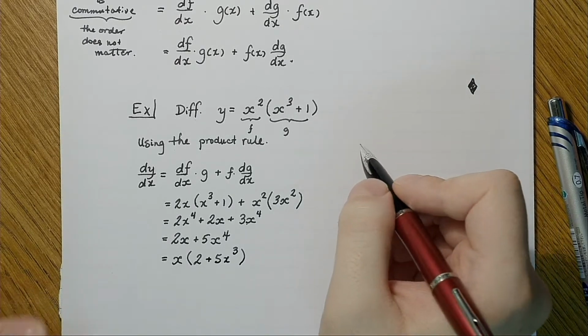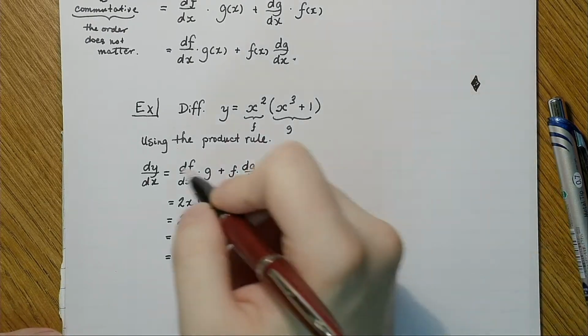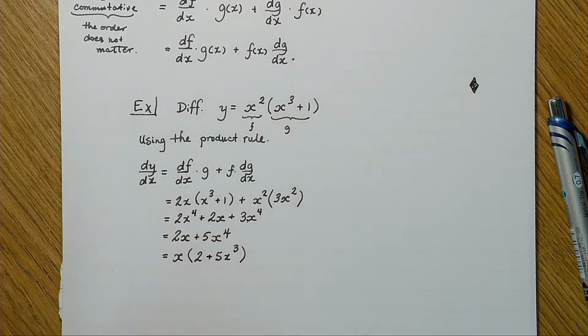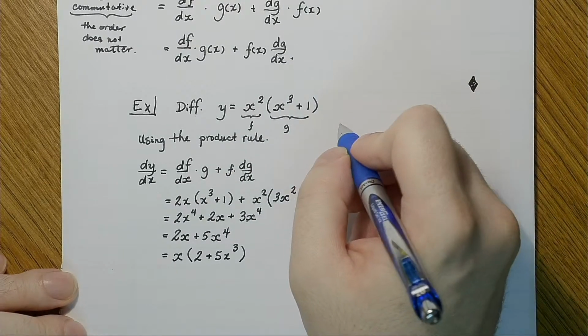Okay, so this is fairly simple, and the reason for that is because we didn't necessarily have to use the product rule in this case. What we could have done is expand this out and then use our regular rules.